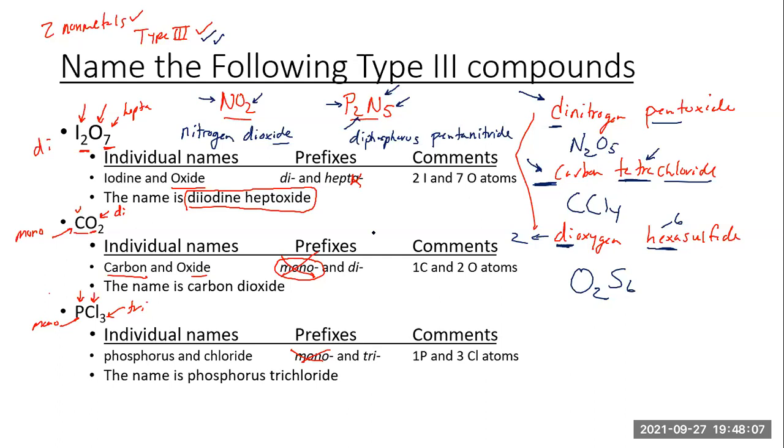Again, this is really the only place where you should be using prefixes: with type 3 compounds, nonmetals and nonmetals. At no point with type 1 or type 2 compounds that we talked about earlier, which are ionic, do we use prefixes. This is the only place you should be using these prefixes.